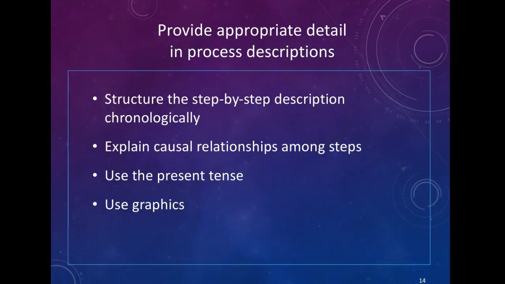In your process descriptions, structure the step-by-step description chronologically. First you do this, then you do this. Explain the causal relationships. If you close the safe before you turn on the alarm, the safe will not open again for 24 hours. Use the present tense, first this, then this, and again, use graphics. Use images to help your reader know this is what the alarm looks like, this is the button that you press. Take pictures, put arrows, but be as specific and detail oriented as you can.